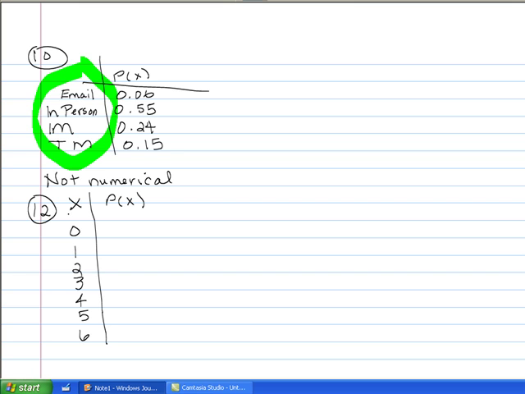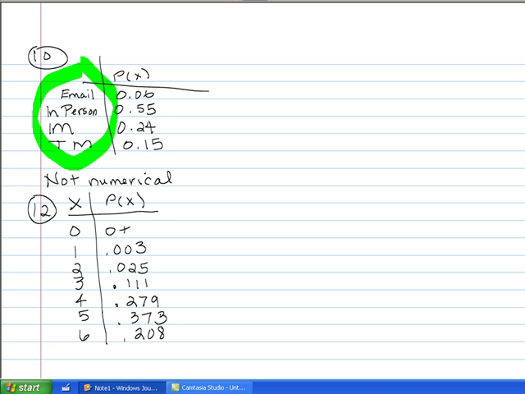0.003, we have 0.025, 0.111, 0.279, 0.273, and last 0.208. Okay, so we do have numerical values, so that is met. What we need to check then is the sum of our probabilities. We want to make sure that they add up to 1 or almost exactly 1.